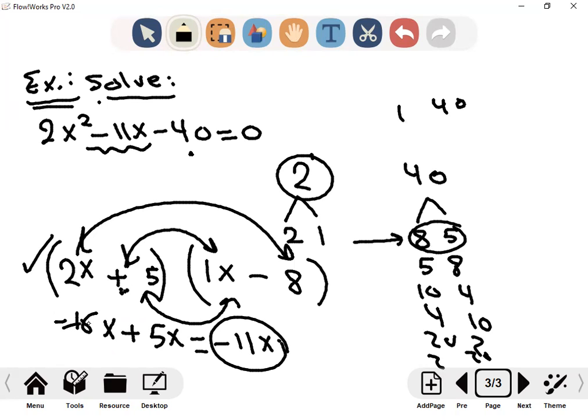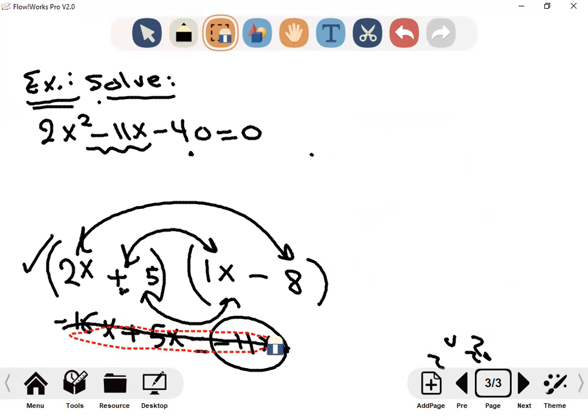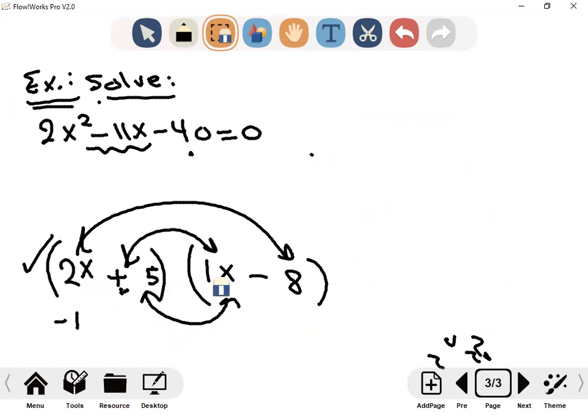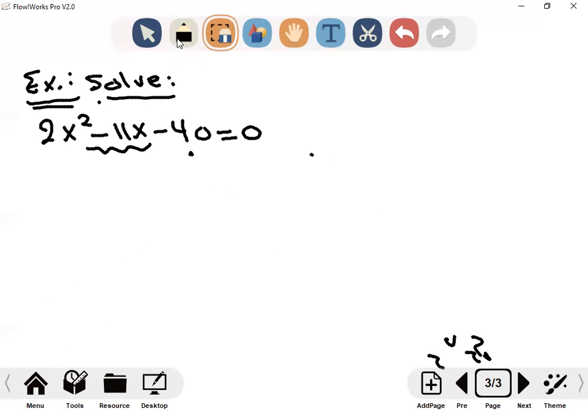After you finish, you erase this, you erase this. You don't need anything. You need only the two parentheses, okay? I don't need all of these, right? The two parentheses are 2x plus 5 and x minus 8, right? Memorize them. 2x plus 5 and x minus 8 equal.